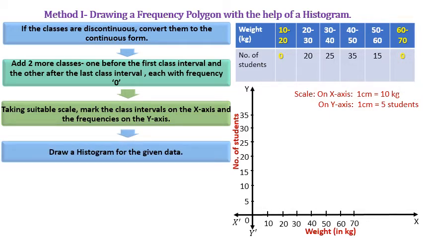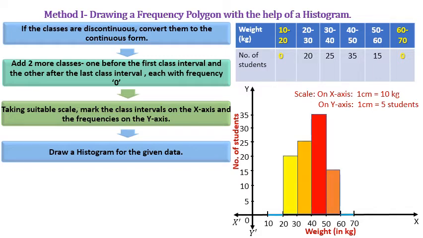Next, we draw a histogram for the given data. Note that the first and the last class interval have 0 frequencies. So for these class intervals, we draw rectangles with height 0. So these rectangles will correspond to the x-axis.